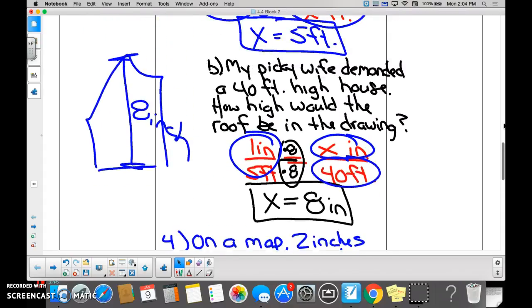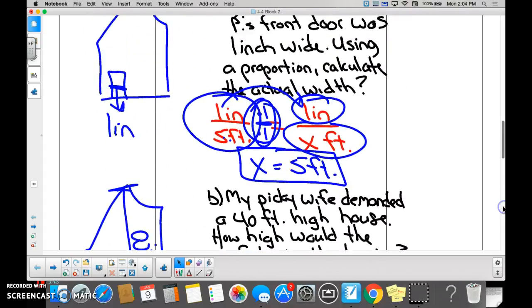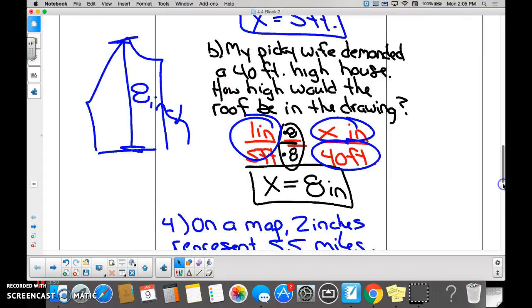My builder said 1 inch. Stop. My builder said 1 inch is 5 feet. Therefore, you can see the equal sign here? 1 inch is 5 feet. Therefore, x inches is 40 feet. The only thing I didn't know was the x inches. So if 1 inch is 5 feet, therefore I can conclude that x inches would be 40 feet. Yes, no?